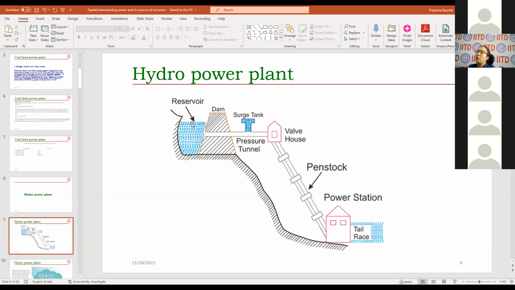But here we are looking at the dam-based system. Run of the river is possible only with small capacities. But when we are looking at big capacities, right, which run into hundreds of megawatts, then we have to go for a dam-based system, where you have to construct these dams.